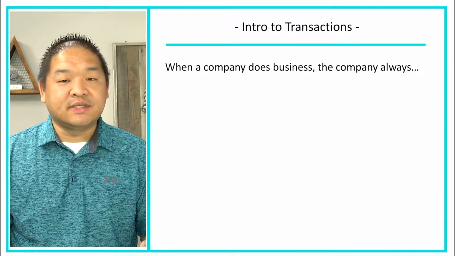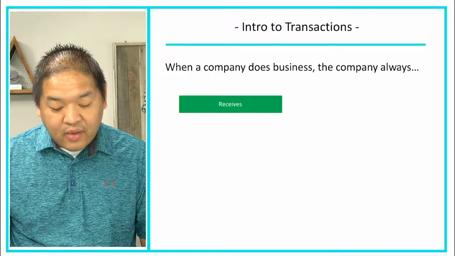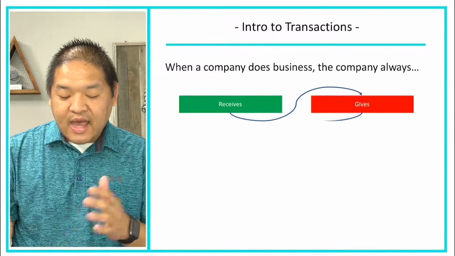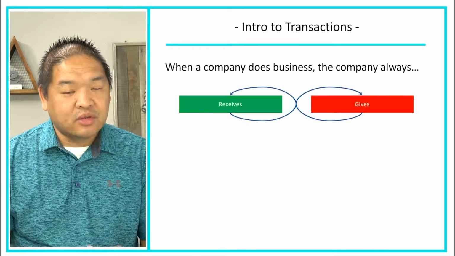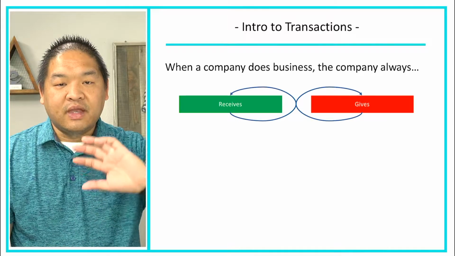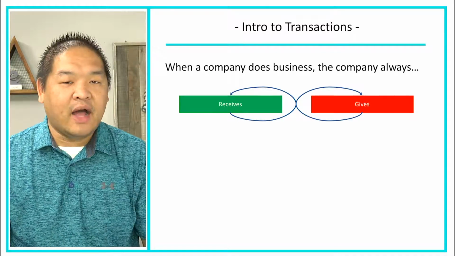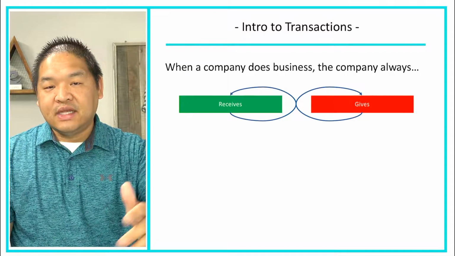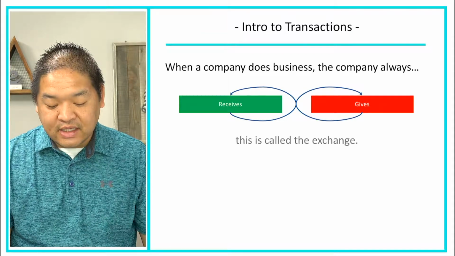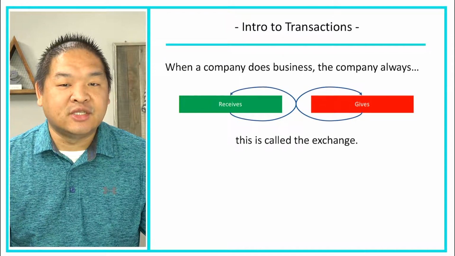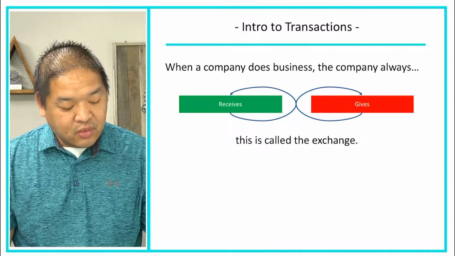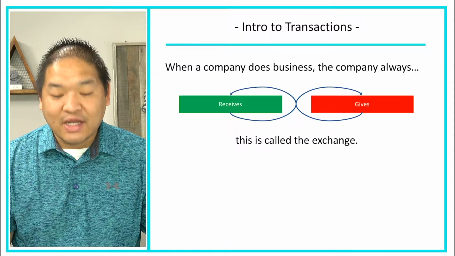Now, when a company does business, the business always receives something and gives something up. That's how we know a transaction is occurring. So when we're giving you a list of transactions to maybe journalize, you've got to think about what's being given and what's actually being received. This is called the exchange. So there's always an exchange when we talk about transactions.